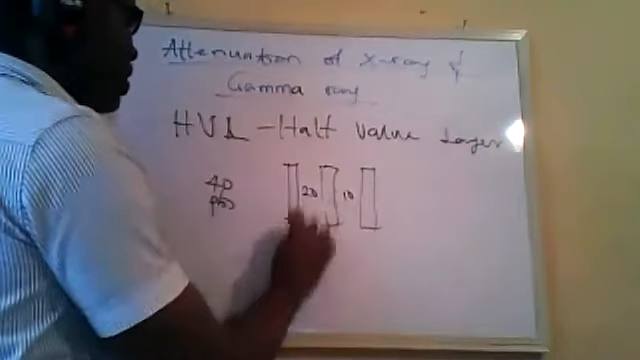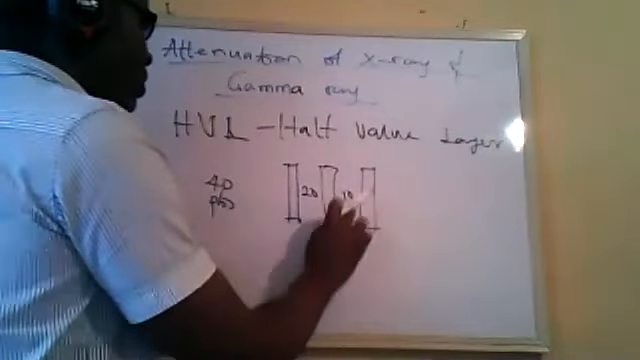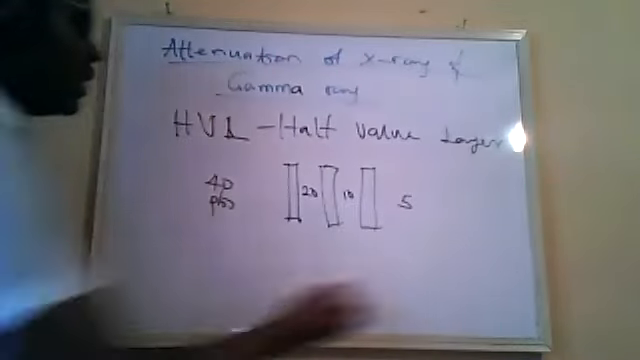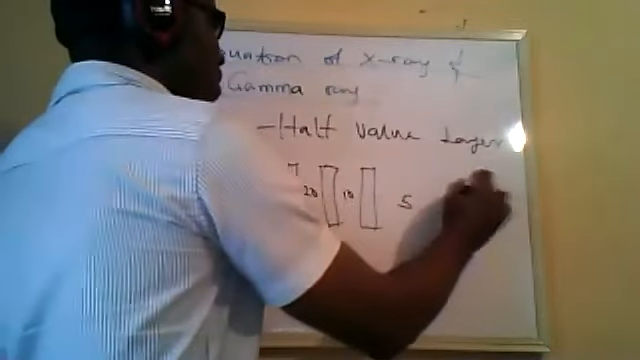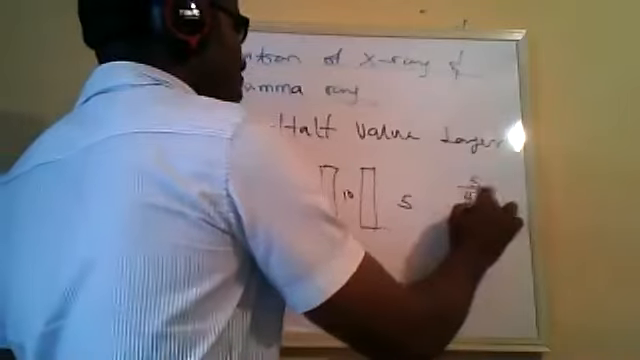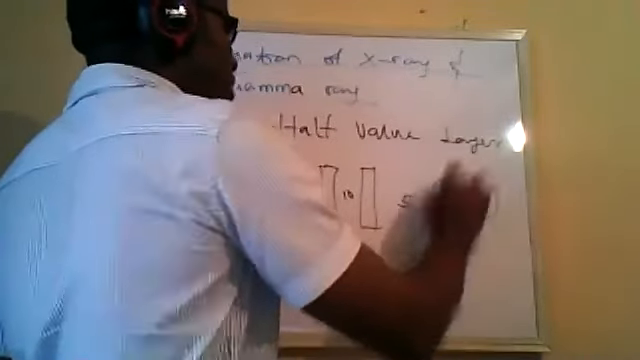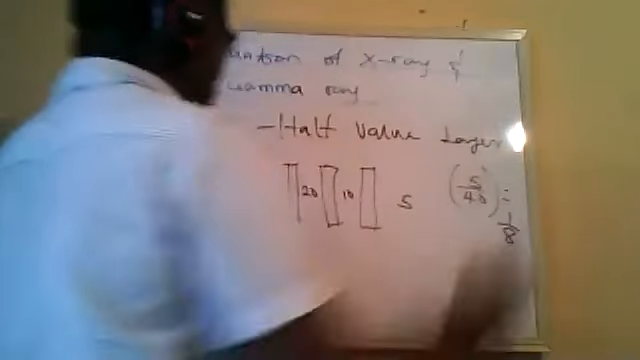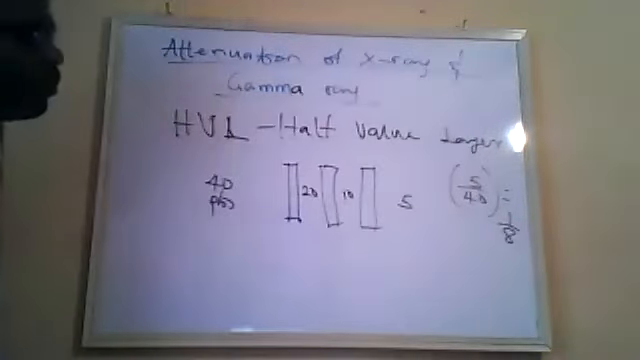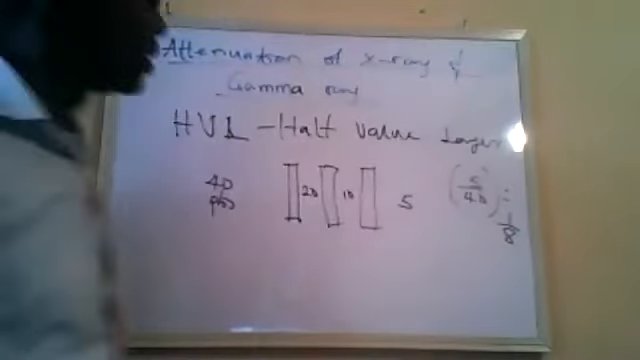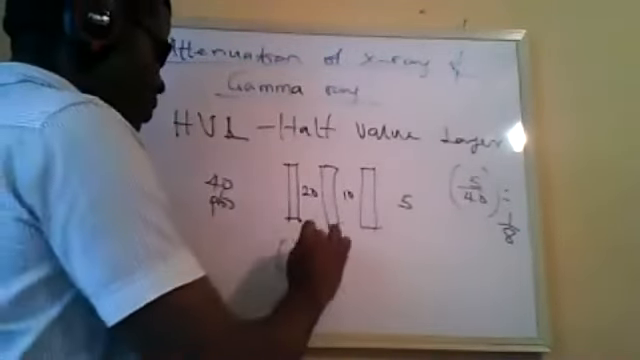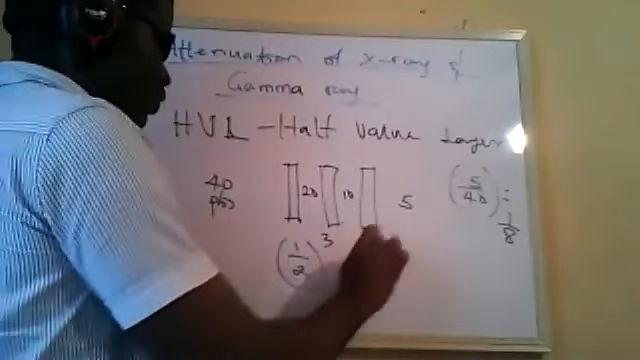40 will remain 20, 20 will go through, and they have 5. So 5 over 40 will be the amount remaining, which is 1 over 8. And 1 over 8 is simply 1 all over 2 raised to power 3. That is 1 over 8.